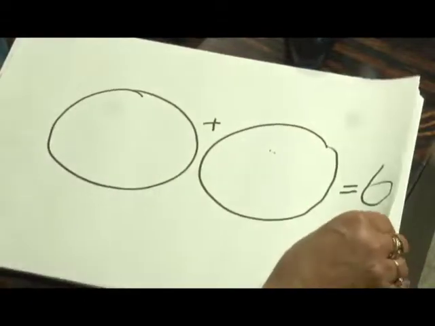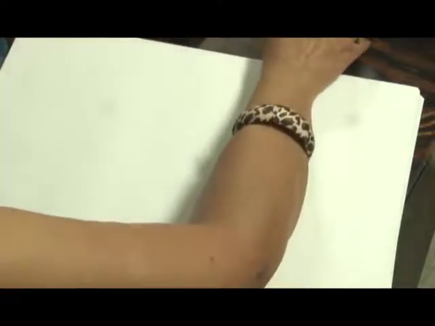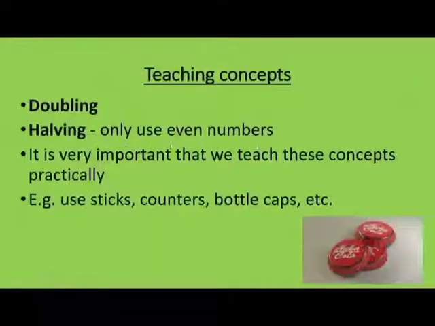Right. Halving. What is halving then? Please take note that at this stage for junior primary, we only use even numbers. The reason for that is our learners do not work with fractions yet. So we only use even numbers, 2, 4, 6, 8, 10, and keep those numbers small when we do these things practically.